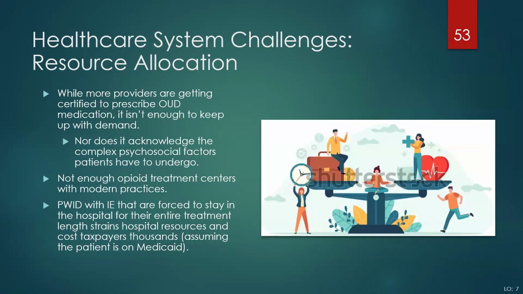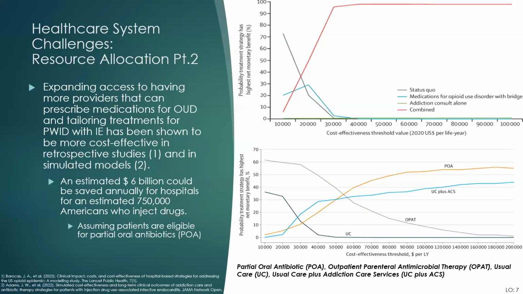Another challenge is resource allocation. While more providers are getting certified to prescribe for opioid use medications, it's not enough to keep up with demands, nor does it acknowledge the complex psychosocial factors that go on. There's not enough opioid treatment centers with modern practices, and people who inject drugs are forced to stay in the hospital for an entire treatment length, which can cost taxpayers thousands, assuming they're on Medicaid.